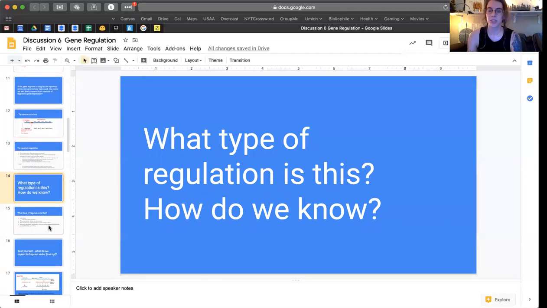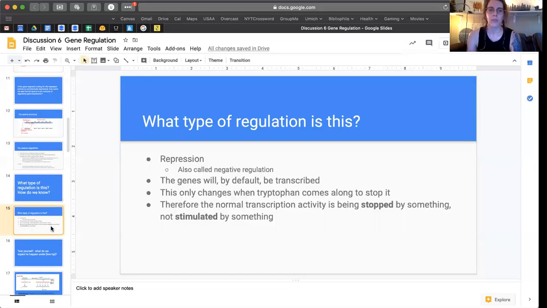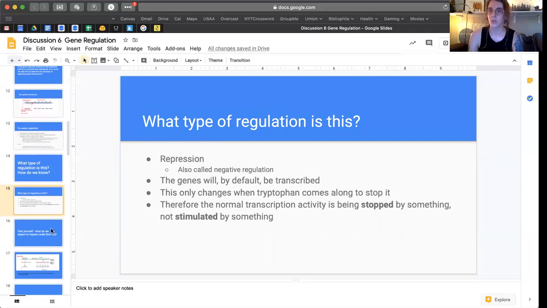So what type of regulation is this, and how do we know? Well, we know that it's repression, also called negative regulation, because the default state is that transcription is occurring. The reaction is occurring as normal until something happens that causes a change that stops or reduces the level of transcription. And this change in the TRP operon is the addition of tryptophan, which again modifies the shape of the repressor protein so that it is allowed to bind now.